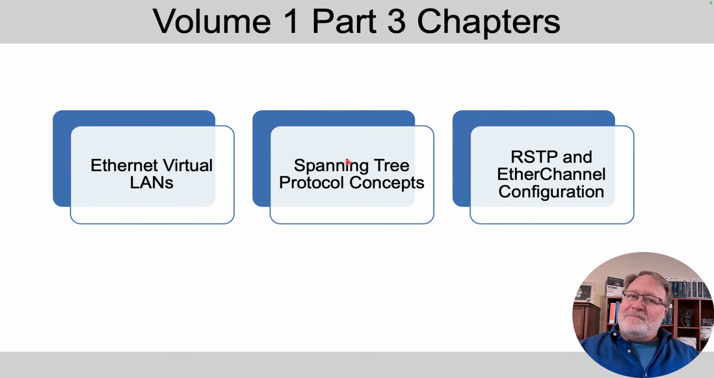Then inside that part in the books, and therefore in the video course, there are 3 chapters basically. The first one's on Ethernet virtual LANs, both the concepts and config. Then a second chapter that's concepts only with spanning tree, and then we get into the configuration specifically for configuring rapid spanning tree and EtherChannel and some other optional features.